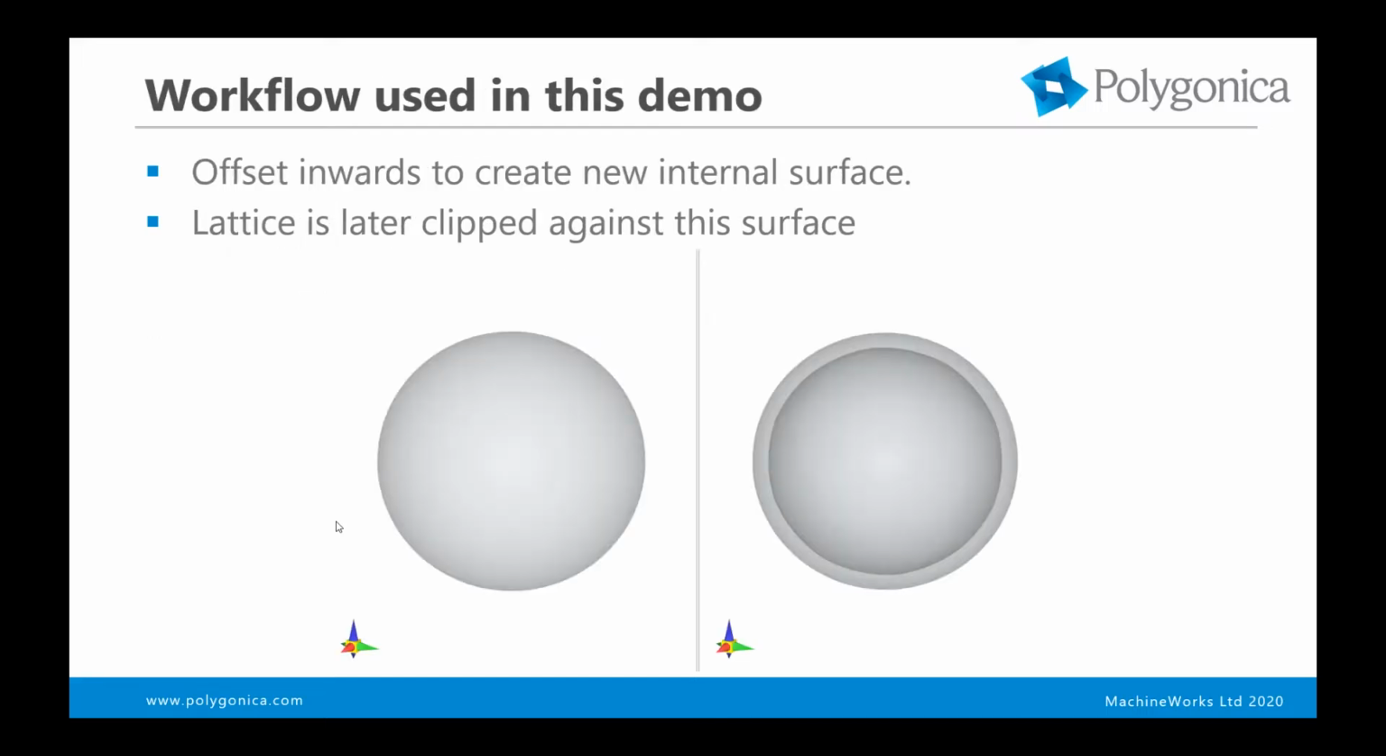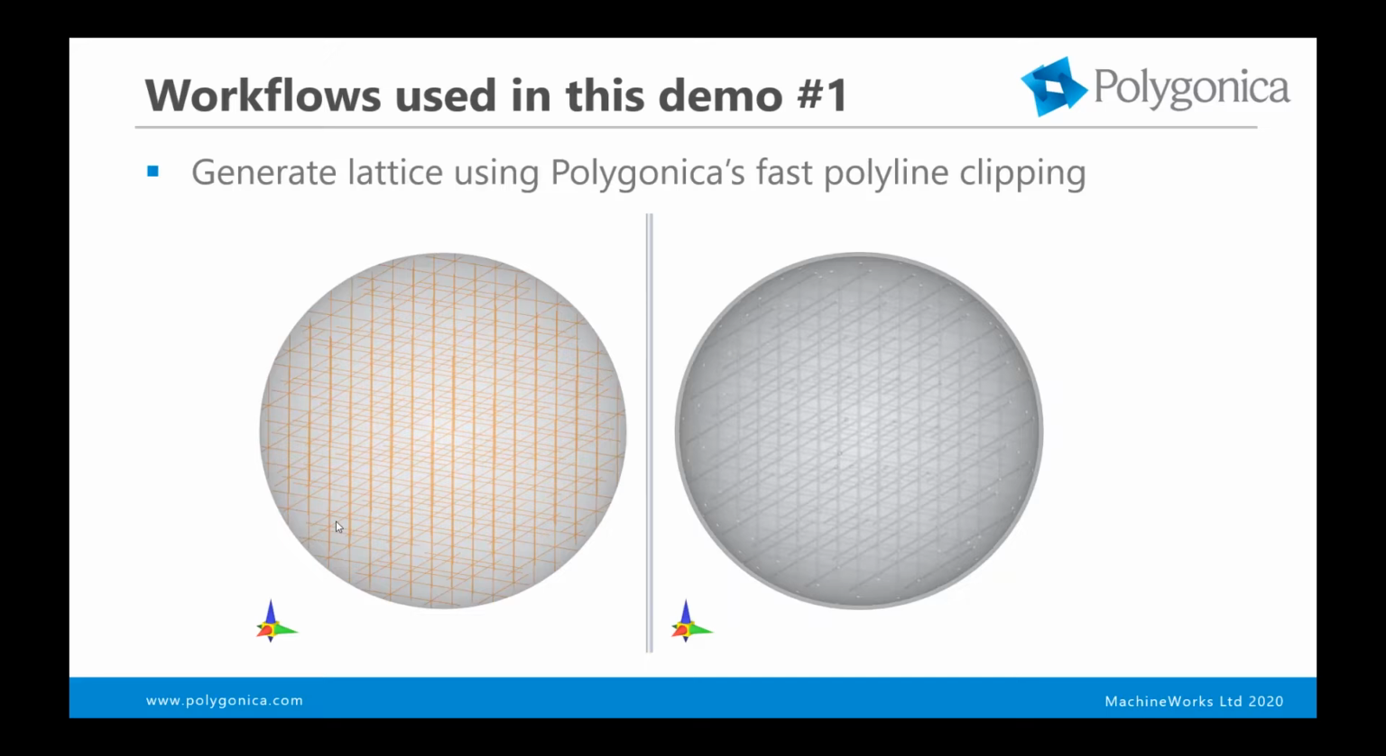So just to quickly explain the workflow used in this demo, I'm going to take a solid, in this case a sphere. I'll create an inwards offset, so that's a spherical inwards offset, using the standard Polygonica offset functionality, and that creates a new internal surface. And later on, after I've created the lattice, I'm going to clip the lattice against that internal surface. And then I'm going to generate lattices using two slightly different workflows.